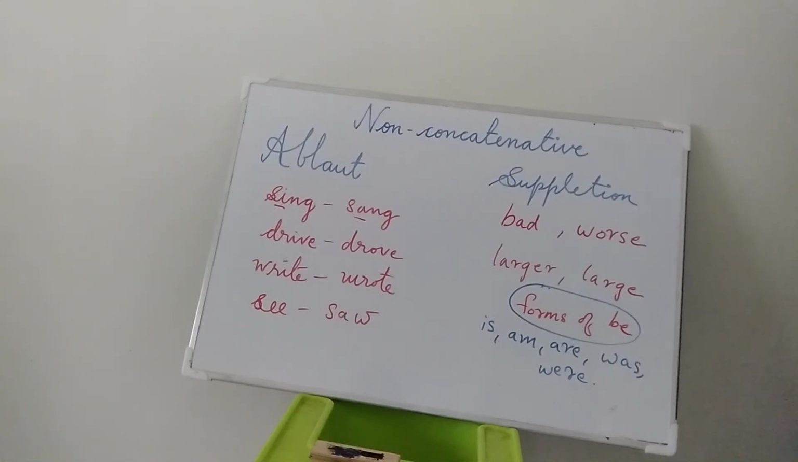Suppletion is said to take place when the syntax requires a form of a lexeme that is not morphologically predictable. In English, the paradigm for the verb be is characterized by suppletion. Am, are, is, was, were, and be have completely different phonological shapes, and they are not predictable on the basis of the paradigms of other English verbs.